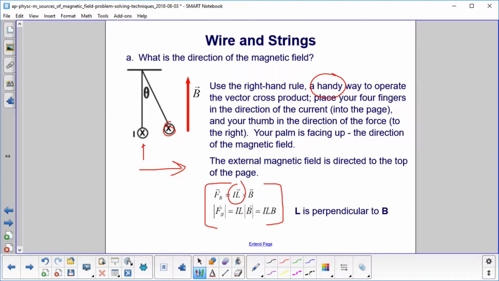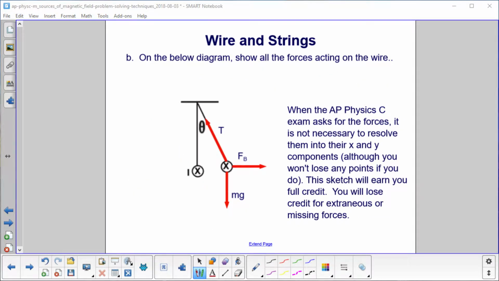So the external magnetic field, again, we're not looking to any magnetic field created by the current. We want the external field, which is making this wire move in that direction. It is directed to the top of the page. So we have the current going into the page, magnetic field up, force to the right, everybody's perpendicular, we're good. On the below diagram, show all the forces acting on the wire.